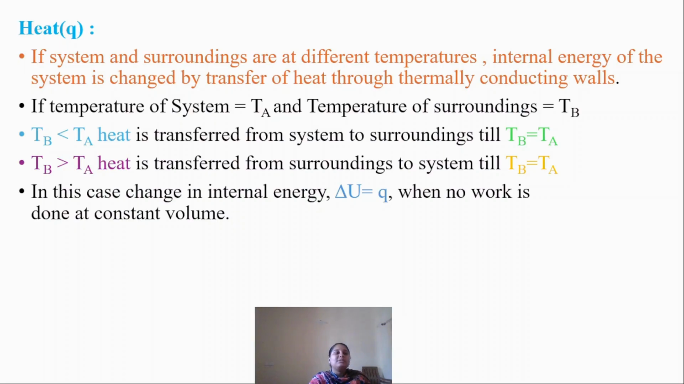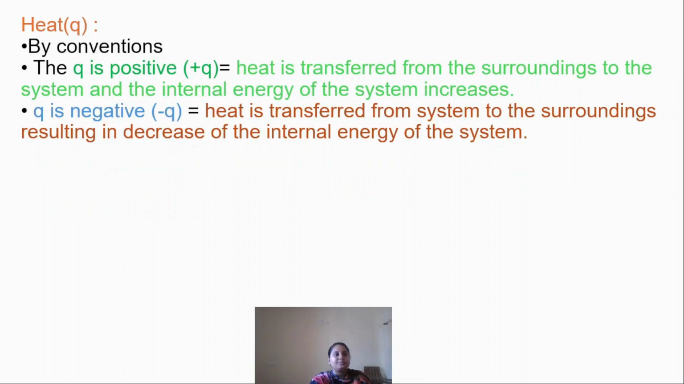What happens in this case? The internal energy change, delta U, is equal to Q, because no work is done at constant volume. By convention, if Q is positive, heat is transferred from the surroundings to the system and the internal energy of the system increases. If Q is negative, heat is transferred from the system to the surroundings, and as a result there is a decrease in the internal energy.